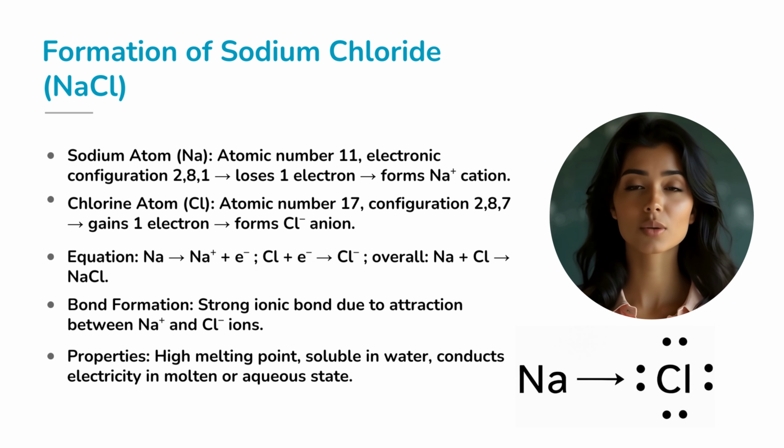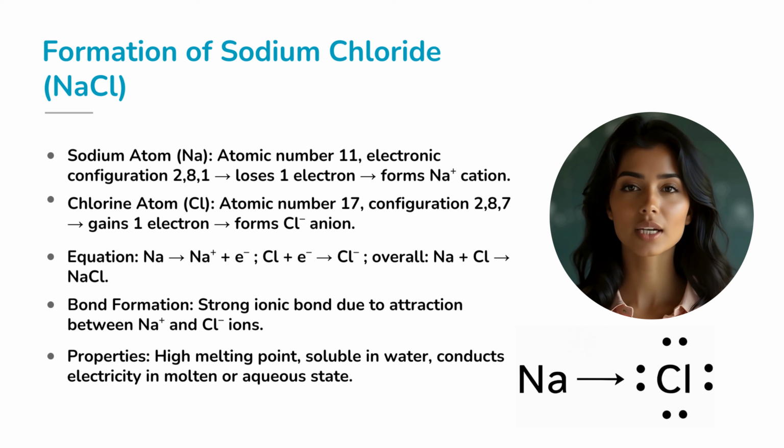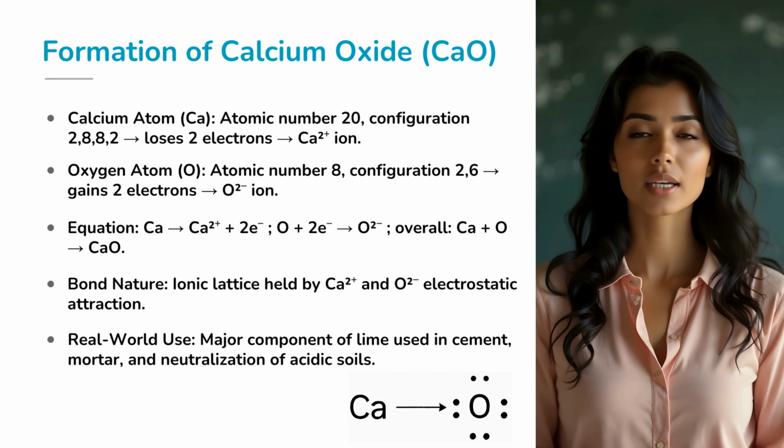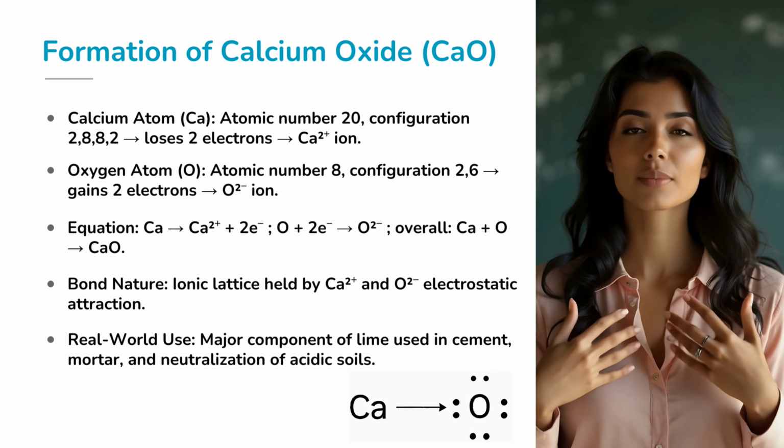That is why sodium chloride has a high melting point, dissolves easily in water, and conducts electricity in molten or aqueous state. As you see on screen in the electron dot diagram, the one electron moves from sodium to chlorine, making both atoms stable. Now, let's look at calcium oxide, a key ingredient of cement and mortar.